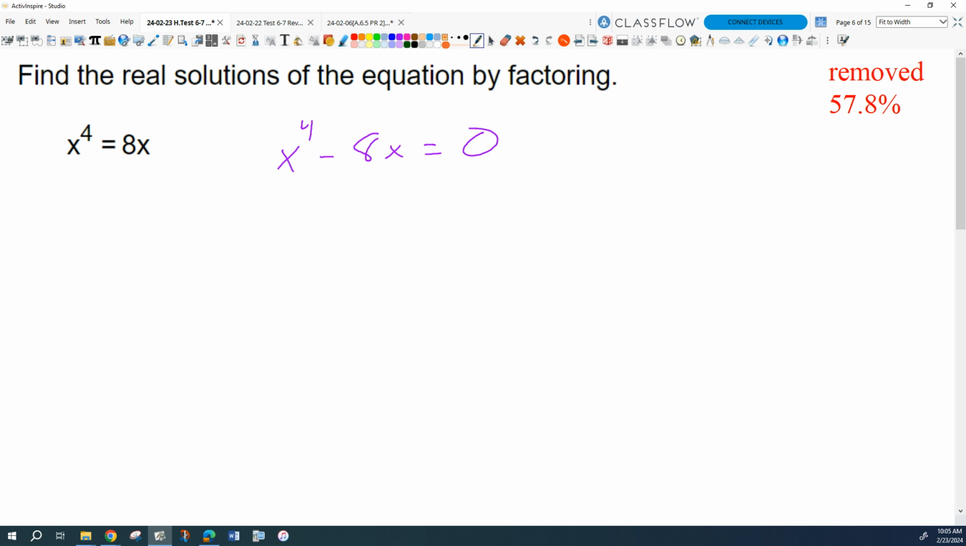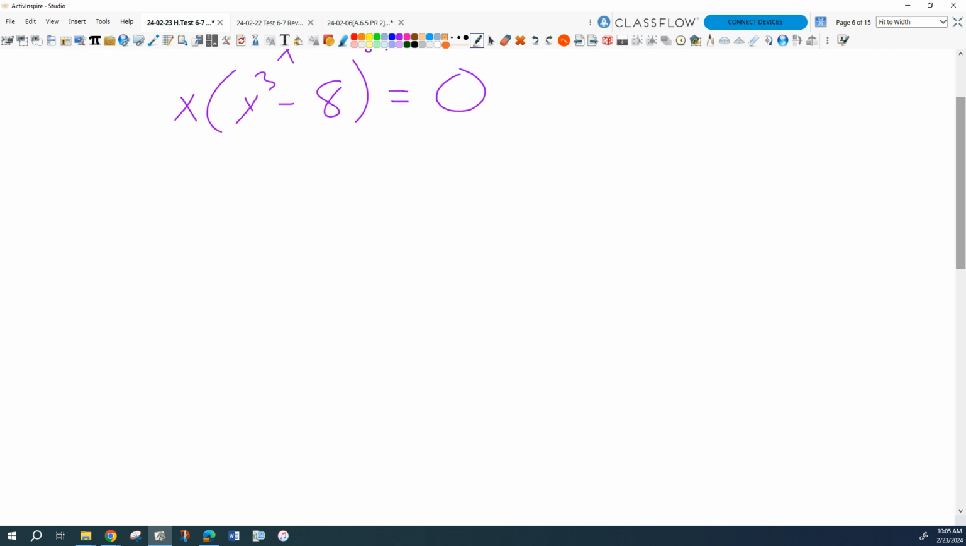Okay, what do we do first? Take out an x, good. That leaves us with x cubed minus 8. Okay, so now here's the part where I think people messed up. How does this break apart? x minus 2, times x squared plus 2x plus 4. Okay, that's right. Okay, how come?